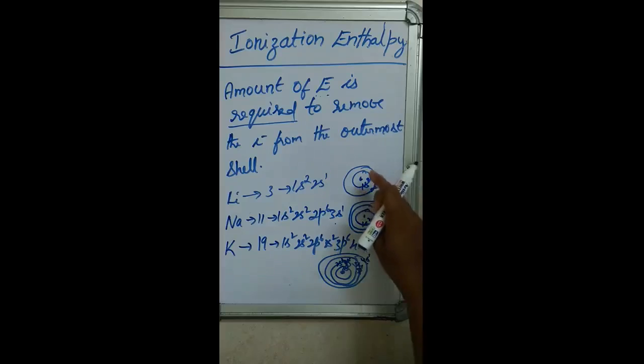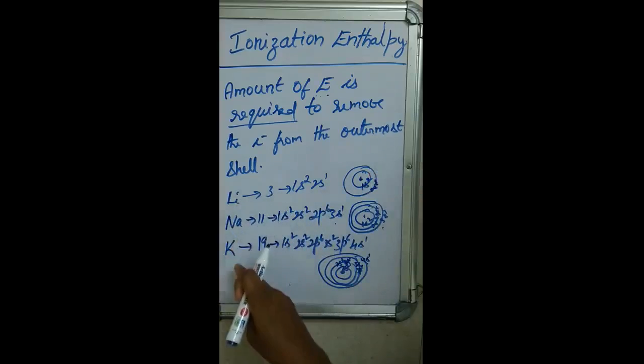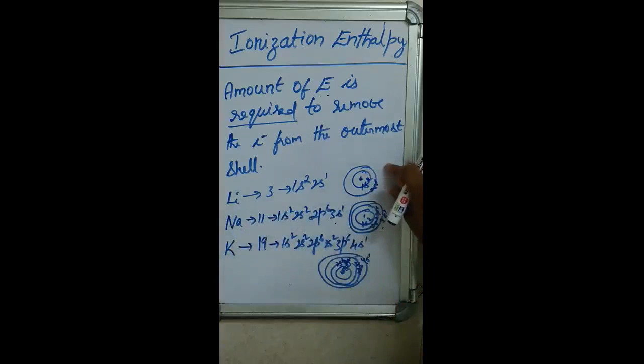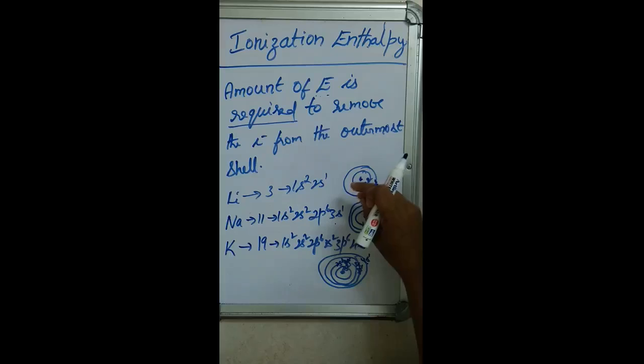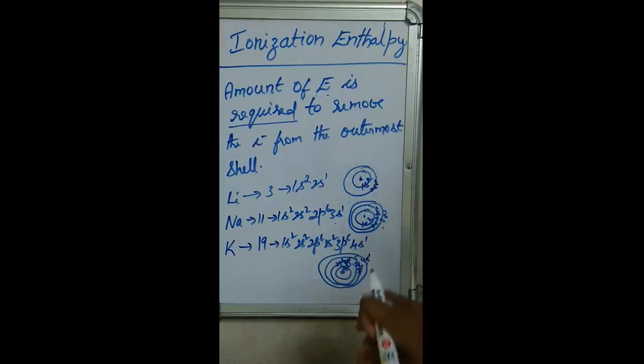So comparatively, if I move from lithium to sodium to potassium, in the first case I have to apply more energy because the electron is tightly held by the nucleus. In the case of sodium, compared to lithium, less is enough, and in the case of potassium, still less energy is required to remove the electron.